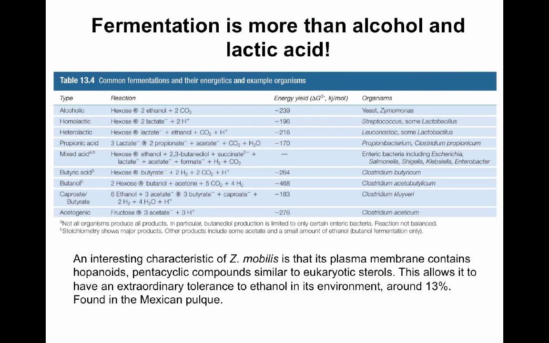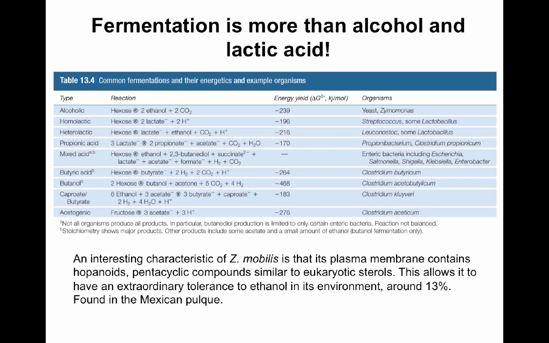What we're going to learn is that alcohol and lactic acids are not the only type of fermentation. We're going to see propionic acid being fermented from lactose. We're going to see the process of mixed acid fermentation, where a sugar molecule is going to be fermented into ethanol, 2,3-butanediol, succinate, lactate, acetate, formate, hydrogen gas, and carbon dioxide.